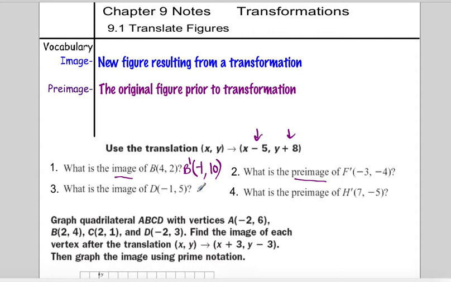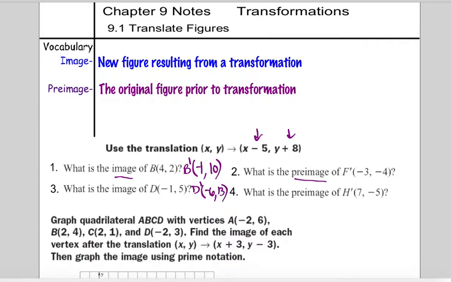So I'm going to do 1 and 3 real quick, and then we'll go do 2 and 4 separately. For our number 3, we're looking for D prime, and the x value is -1, and when we subtract 5, we're at -6. And the y value was 5, and when we add 8 to that, we're at 13. So that'll be D prime.